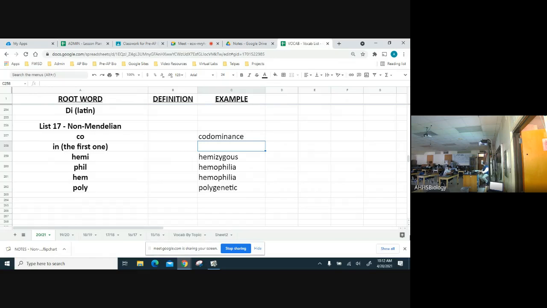Incompatible, to not be compatible. Two people who are fighting all the time would be described as incompatible. We are going to talk about incomplete dominance, when one trait is not dominant over the other one, neither one is dominant, and we can all of a sudden get pink flowers, white flowers, and we'll see some traits blend together like that.